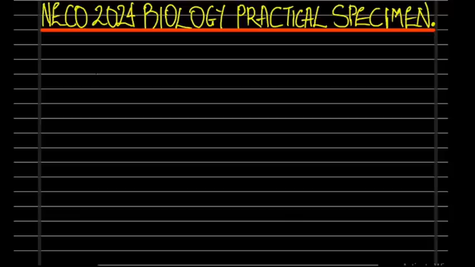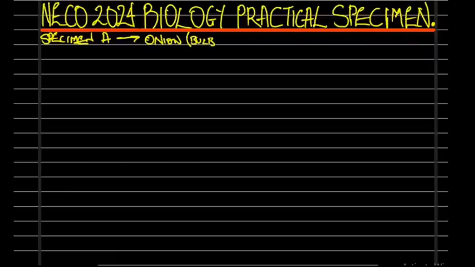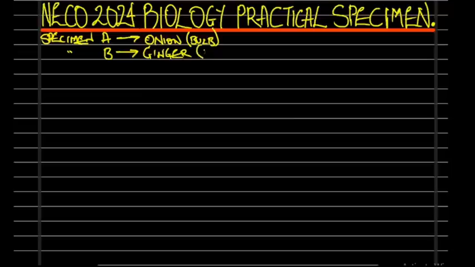So we're starting with Specimen A. Specimen A happens to be onion. Onion is our specimen A, and that is a bulb. That is what we are having for our specimen A. And for our specimen B, what we have there is the ginger. We have ginger for specimen B. That is a rhizome. That is what we have for specimen B.